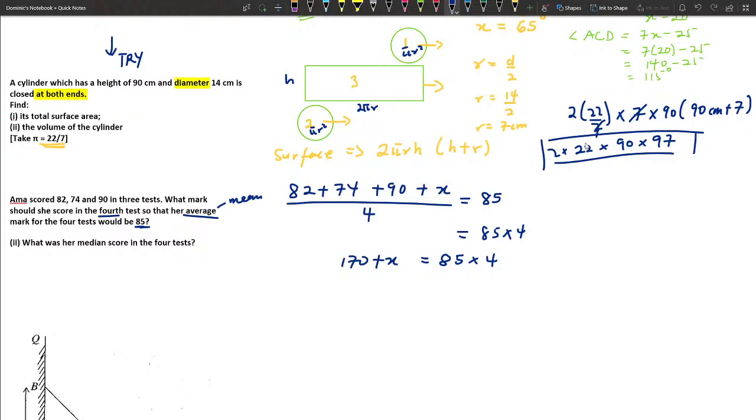Okay, so the 85 times 4 is 840. No, it's not 840. 340, sorry. So 170 plus x equals 340. So 340 minus 170. So what will be the answer? Please in the chat section, let's make this fast. Oh, it will be 170 now. Hey, how come 170? Why 170?